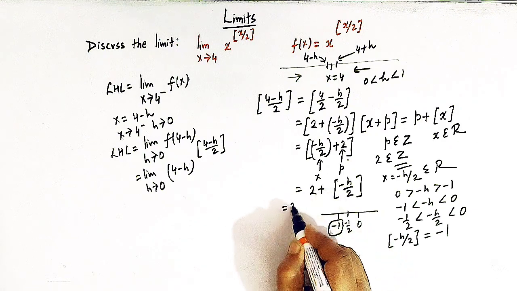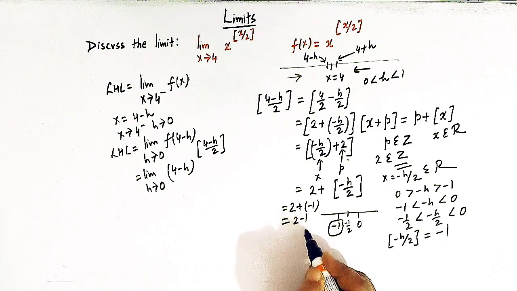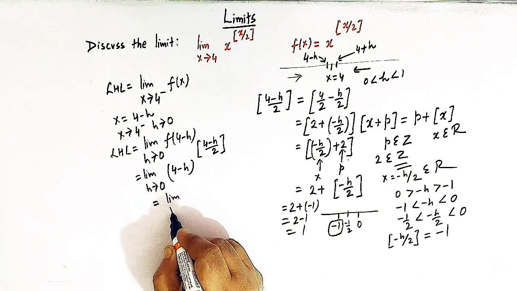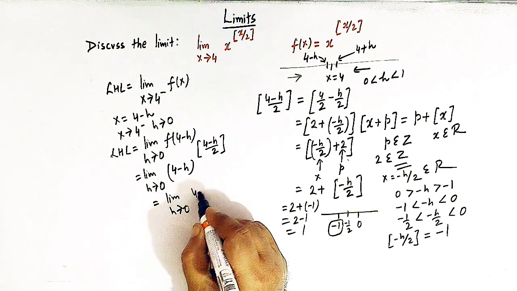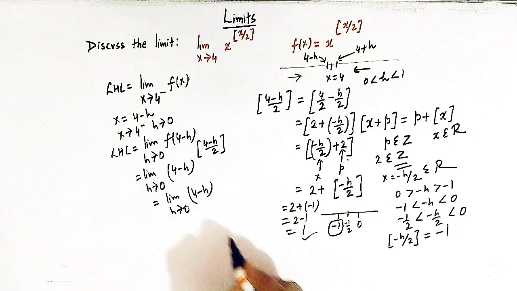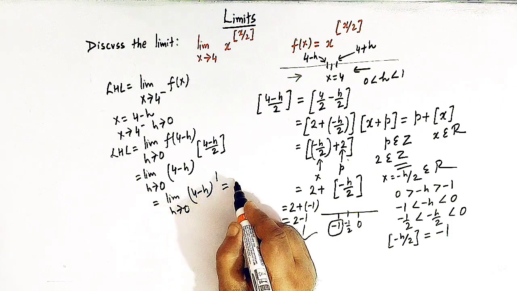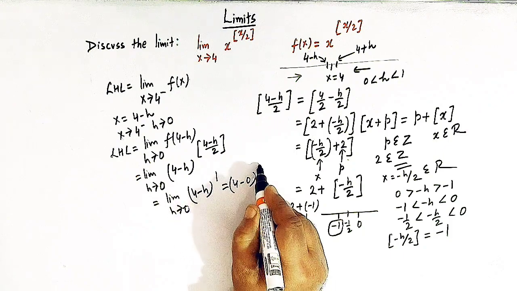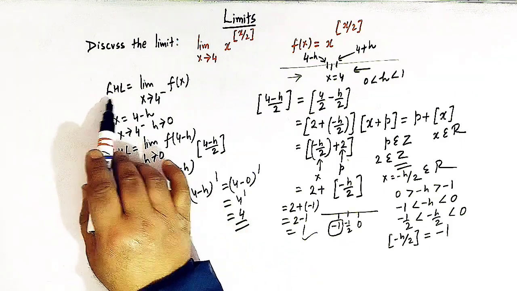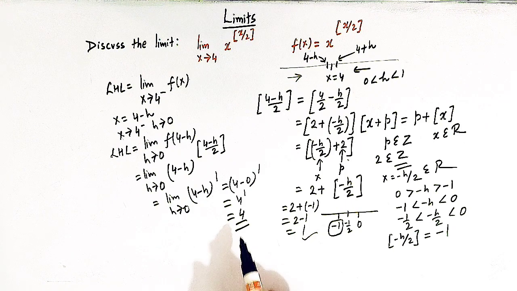So here we have 2, and then here we have minus 1. So this is 2 minus 1, that is 1, right? So now this limit goes like this: limit h tends to 0, here we have 4 minus h, and here this term is now equal to 1. So here we have 1. So now we can take h is equal to 0 here. So we have 4 minus 0 raised to 1, that is 4 raised to 1, that is 4, right? So the left hand limit of this function when x approaches 4 is 4.